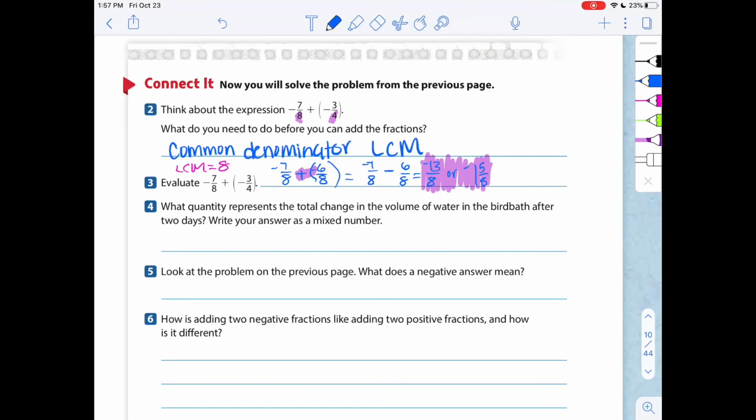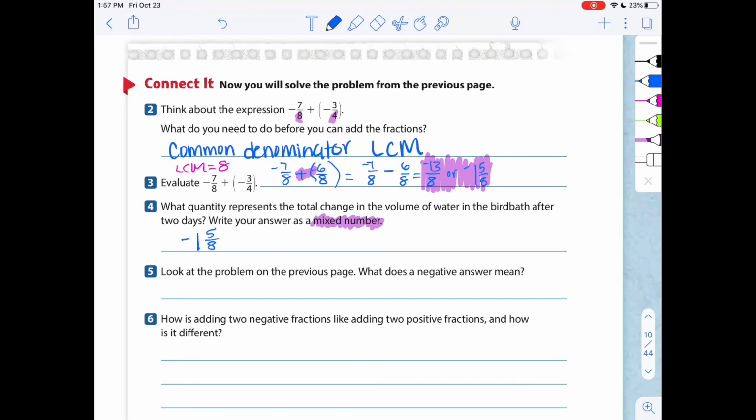What quantity represents the total change in the volume of water in the bird bath after 2 days? Write your answer as a mixed number. So again, total means we're adding. So what did we get when we added? We got negative 1 5/8.